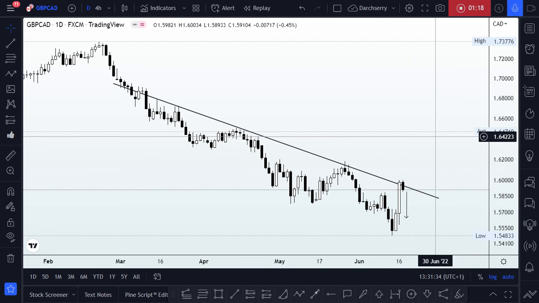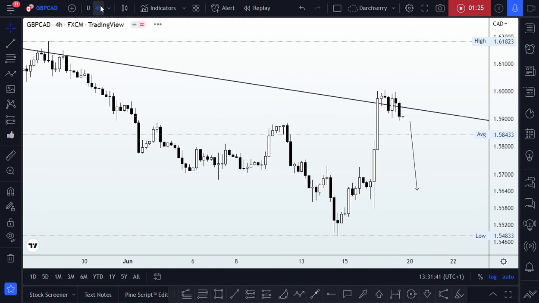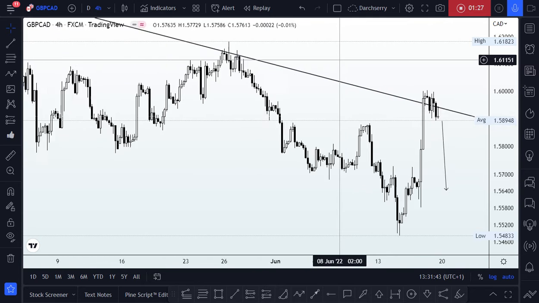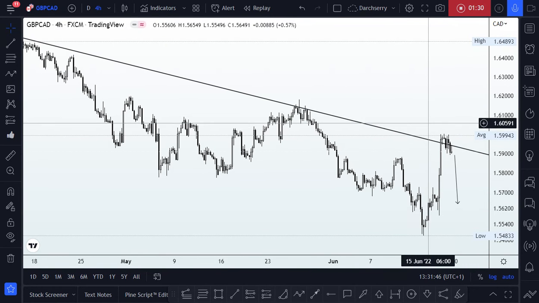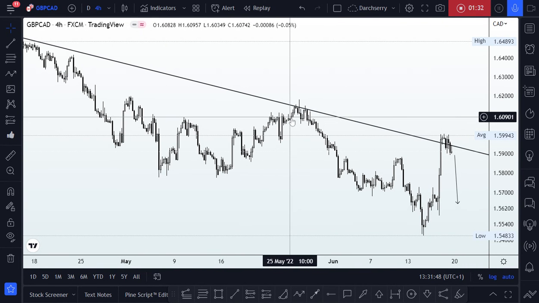So how do we know where to go as we head into the new week? Let's scale down to a much lower time frame, let's say the 4 hours time frame, to see how price action has been playing out in the last 2 weeks.